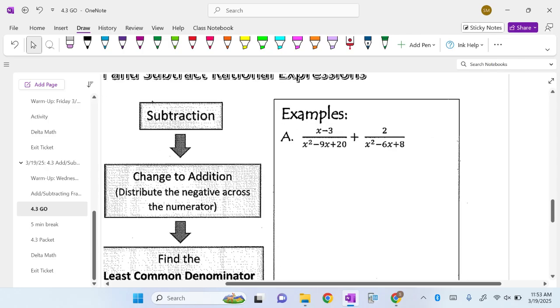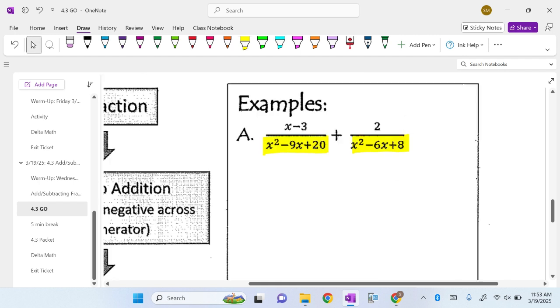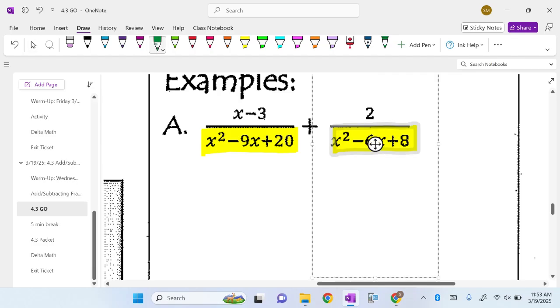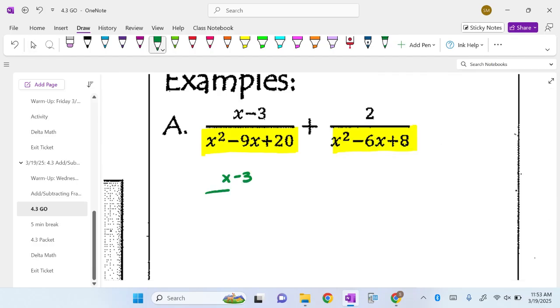So the first thing we got to do is factor our denominators so we can find the common denominator. So if I factor the first denominator, so the leftmost denominator, I still have the x minus 3 on top. What are 2 factors that multiply to give me 20, but add to give me negative 9? So what are some factors of 20? Just start naming me some.